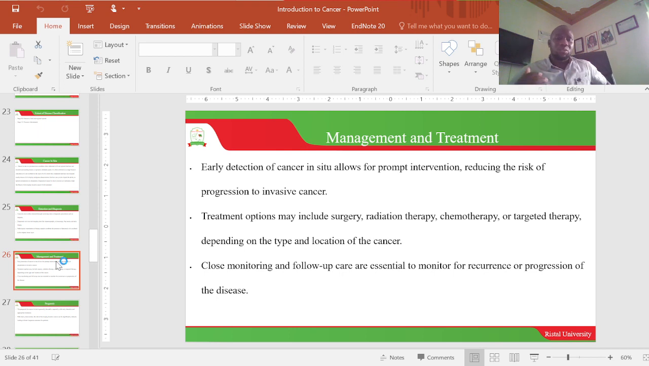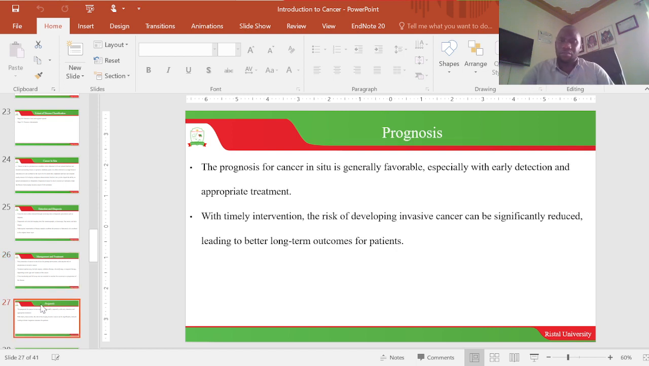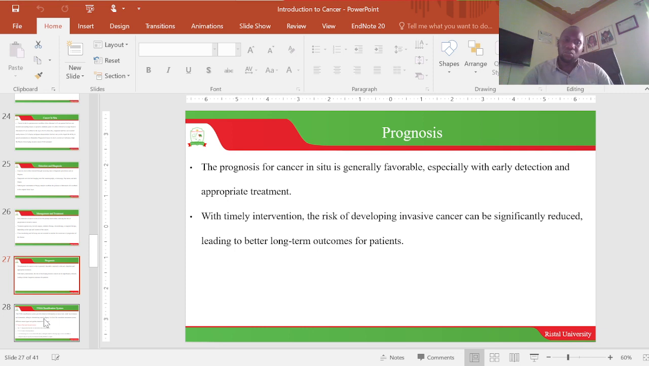So the treatment options, just like for all cancers, include either surgery, radiotherapy, chemotherapy, or targeted therapy, depending on the type and location of the cancer. But it's also very important to have proper follow-up, such that if it is being treated and then it does not come back again, that monitoring is very, very key. Like I said, early detection gives you an upper hand in treating, and therefore you are most likely going to have a good prognosis with cancers in situ.